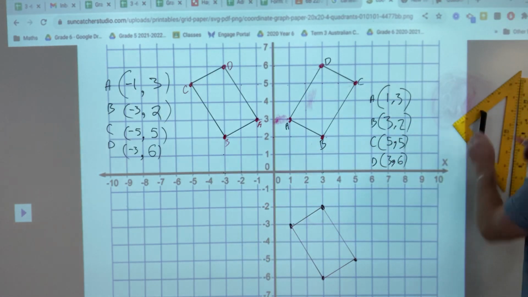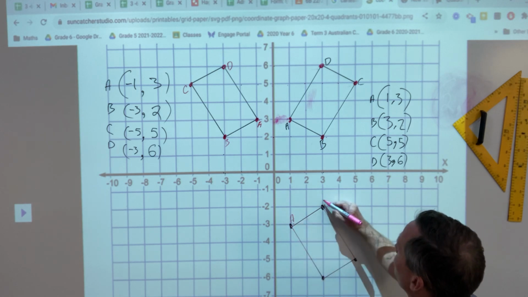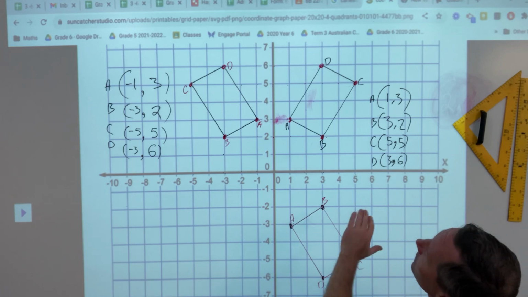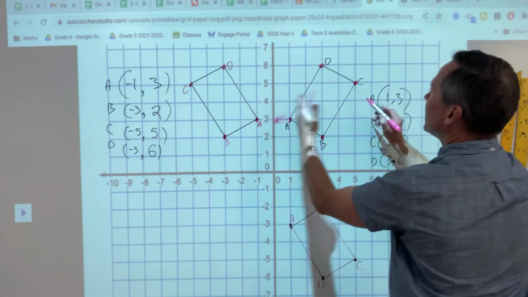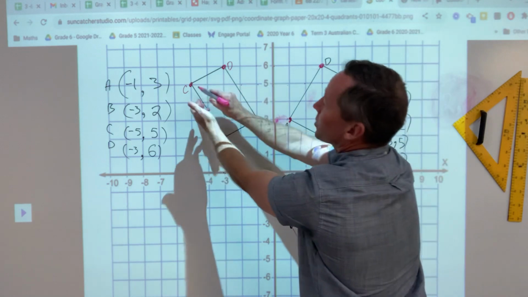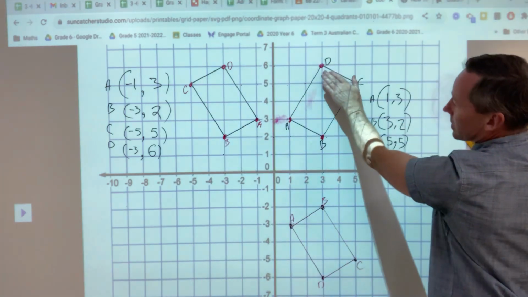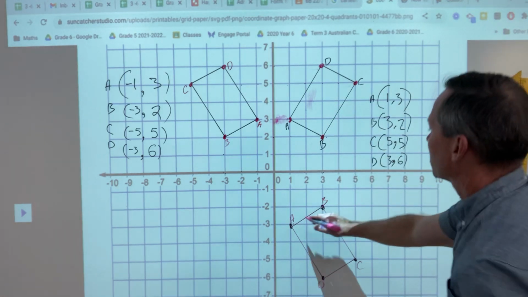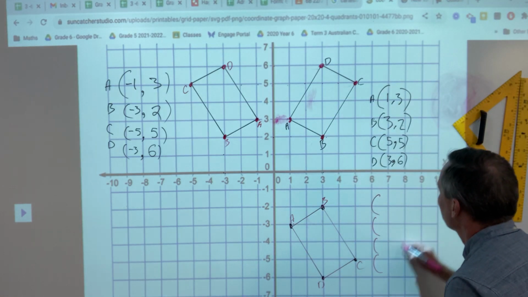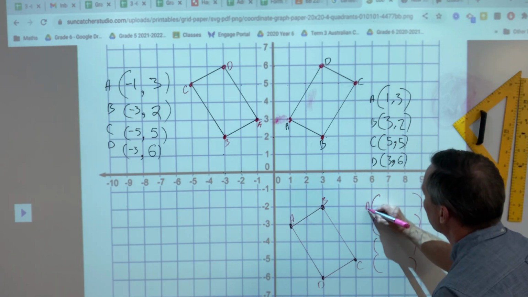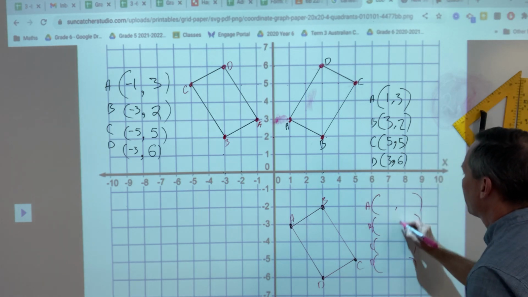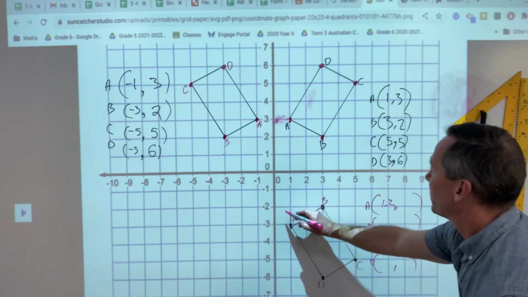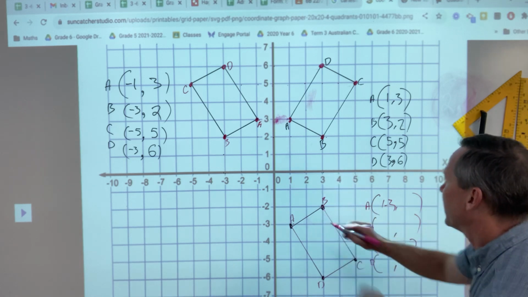Okay, so my new coordinates here, this will be A, this one will be B, this one will be C, D. Yes. Okay, so C for this one would be this one here because it's flipped across. This one here is down here. So I flip that one across to this new coordinate here. Make it super quick. A, B, C, D. A would be 1, negative 3. B would be 3, negative 2.